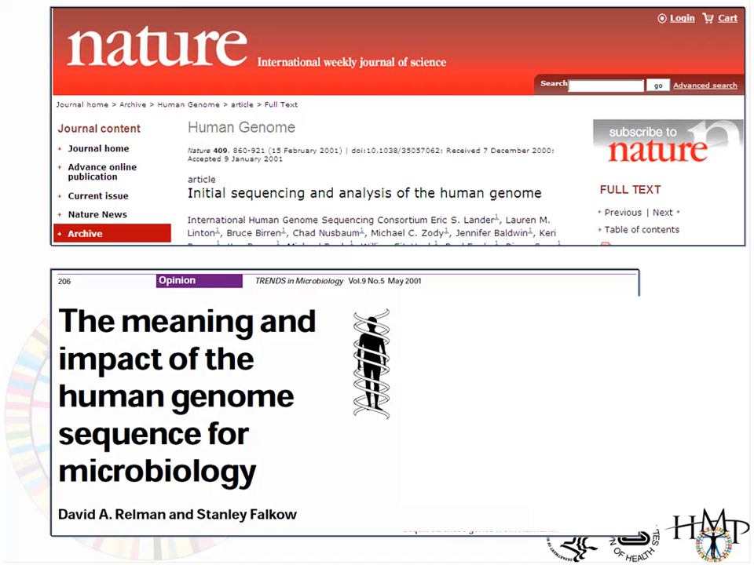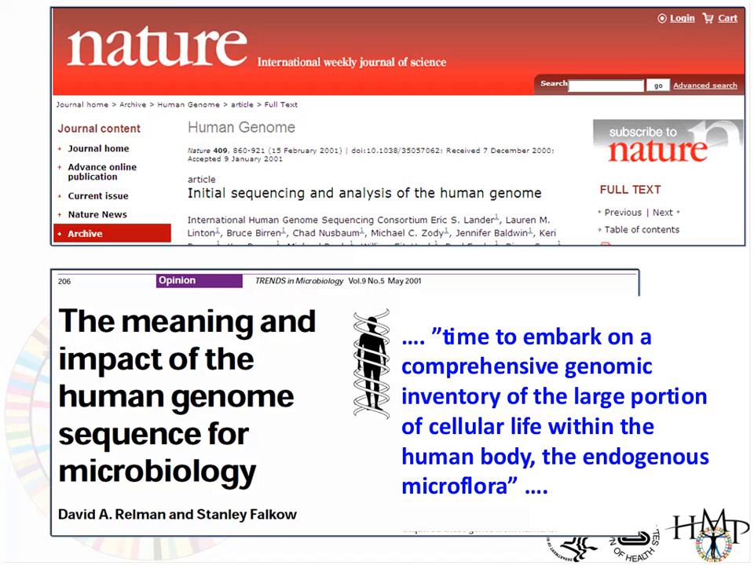But towards the end of the Human Genome Project, which is now roughly 10 years ago, the microbiology community really called out to NIH that it was time to embark on a comprehensive genomic inventory of that large portion of cellular life that lived within the human body, the endogenous microflora. In fact, that was even before the term microbiome was coined. So there was a recognition that there was a vast array and diversity of microbes that lived with our bodies that weren't pathogens, that weren't germs, and so it was time to analyze them.